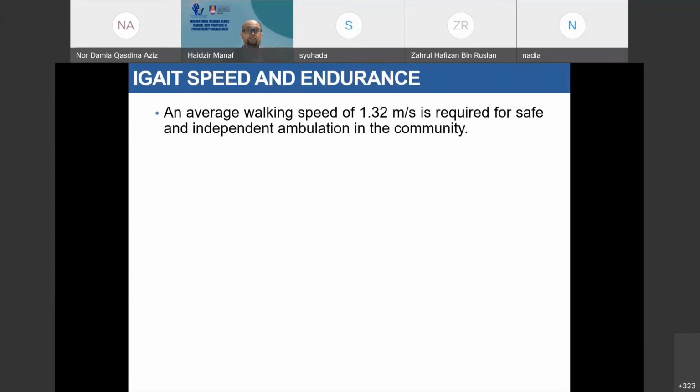So my question is, what is the average walking speed for community dwelling stroke survivors? Anybody knows? Can any of my CIs, clinical instructors, answer this question? Anyone? Okay, that's okay, take your time.